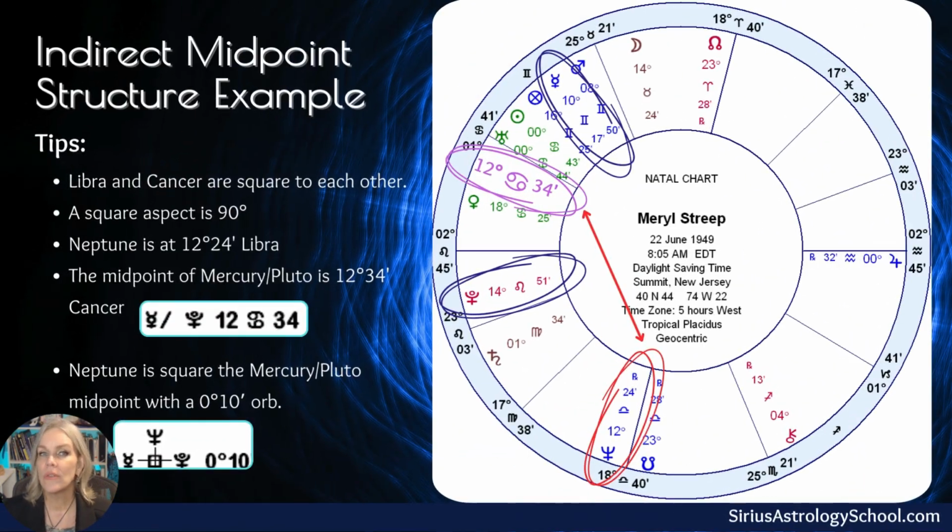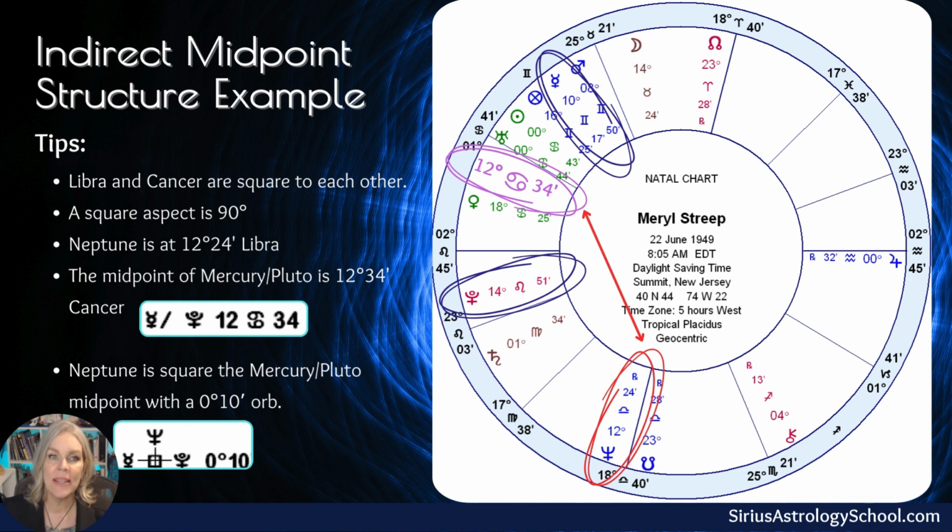So this is an indirect midpoint structure in the natal chart. If you look through this chart, you can't see it very clearly. But what we know from looking at that midpoint listing is that the Mercury Pluto midpoint is 12 degrees 34 minutes of Cancer. So I made this pink circle here and wrote 12 degrees 34 minutes of Cancer. And we know that that is the midpoint between Pluto over here and Mercury over here. So I couldn't tell you just by looking at that, because I'm not a mathematician, that this is the midpoint structure and this is where it would be. So this is where looking at the midpoint structures can be really helpful for you.